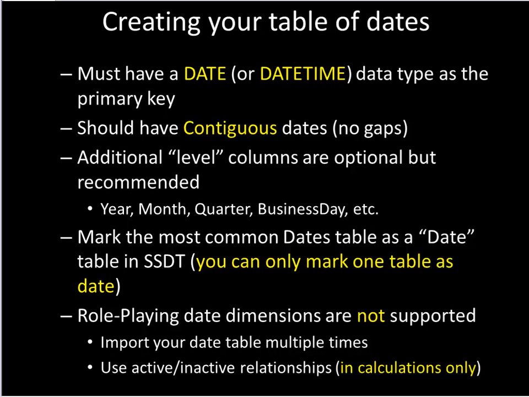The other option for simulating role-playing dates is to use a feature called inactive and active relationship. We can activate the relationship between one of the columns in the fact table and the date table for one calculation and then have a different relationship for a different one. This really only applies to calculations, and users don't have the ability really to activate relationships. So think of this in terms of calculations only.